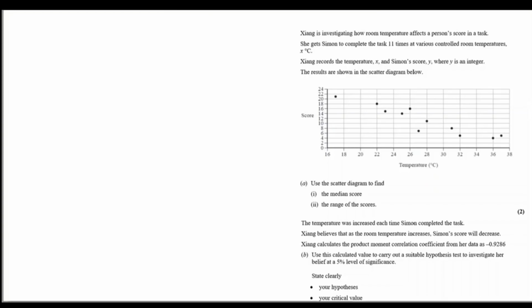We're first asked to use the scatter diagram to find the median score. Okay, so here we're actually told to use the scatter diagram. We should be able to pull the median off without having to write down every single value. Let's start by identifying the median position, and we find that with n plus 1 over 2. 11 plus 1 divided by 2. It is the 6th position.